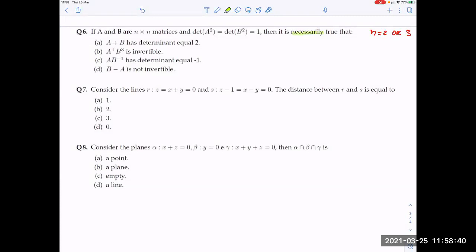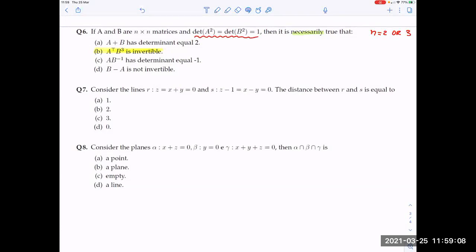Okay, so we have Alberto Eusebio suggesting that this is the right option. A transpose times B cube is invertible. Okay, so everything is contained here. So let's say what we can say about this.